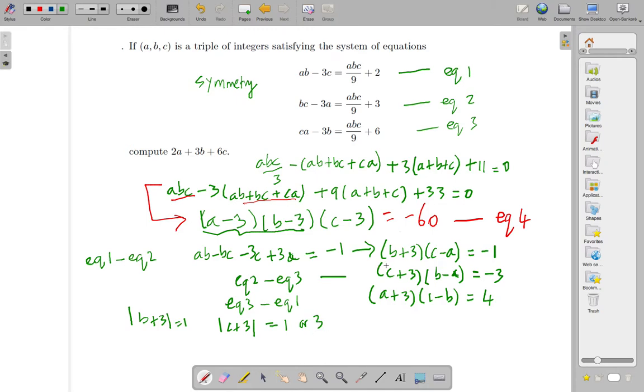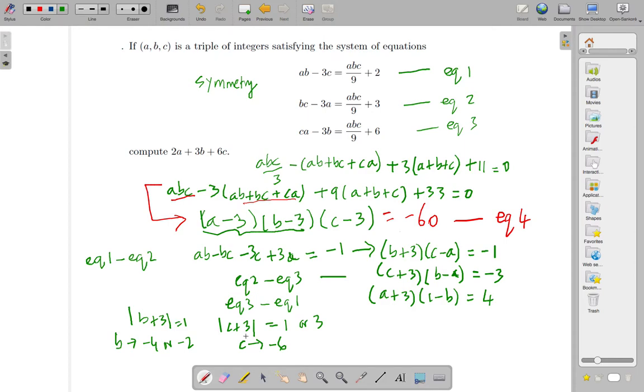Why is that? Because B plus 3 can be 1 or minus 1. It's equivalent to saying the absolute value of B plus 3 is 1. So if B plus 3 is 1 or minus 1, that means B could be either minus 4 or minus 2. And if the absolute value of C plus 3 is 1 or 3, then C could have 4 different values. C could be minus 6, because minus 6 plus 3 is minus 3. The absolute value of minus 3 is 3.